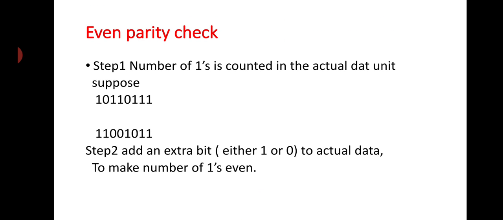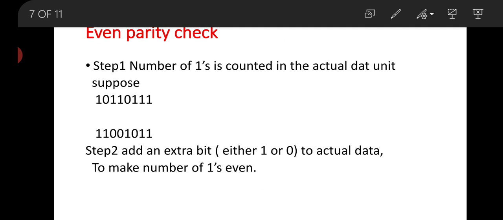Now see, in even parity check, step 1: first of all, the number of 1s is counted in the actual data unit. Suppose we are going to send 10110111, so we have to count the number of 1s. 1 2 3 4 5 6. The number of 1s is 6.